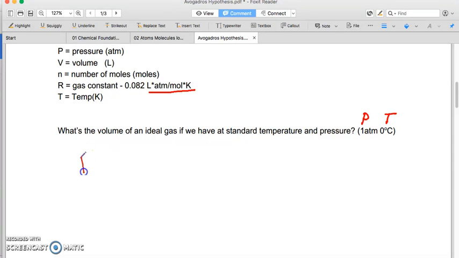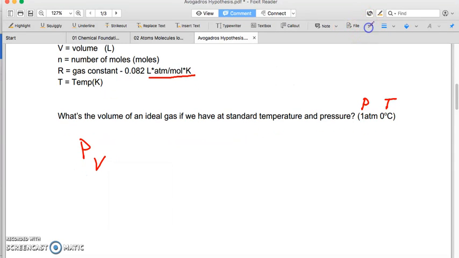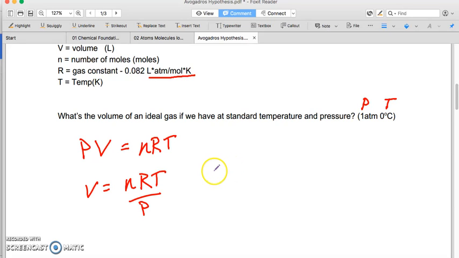So PV, dang it. I hate when I accidentally click the button on the mouse and it makes it scroll while I'm writing. Okay, PV equals nRT. We want to know what the volume is. So we're solving this for volume. Volume equals nRT divided by P. Plug in your numbers. Oh, and this should say what's the volume of 1 mole. So sorry if I've given someone a panic attack. What's the volume of 1 mole of an ideal gas at standard temperature and pressure?